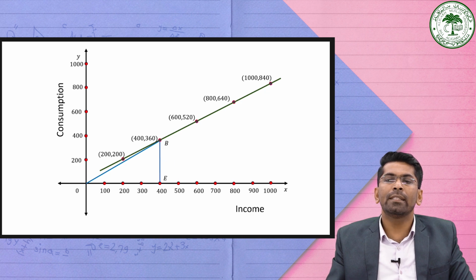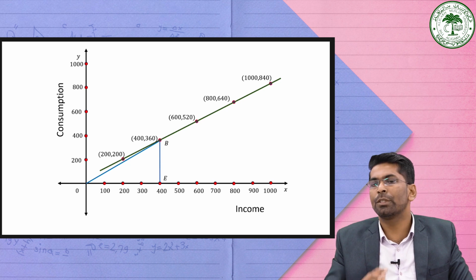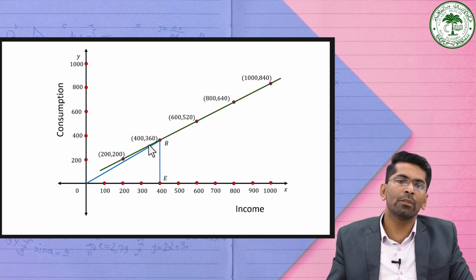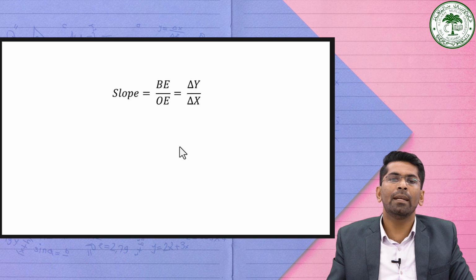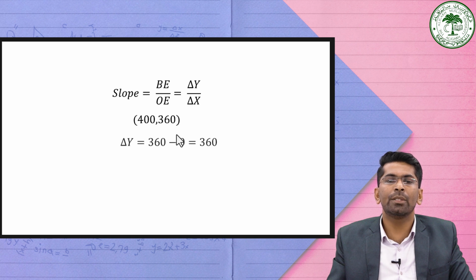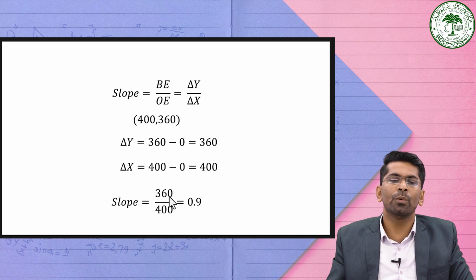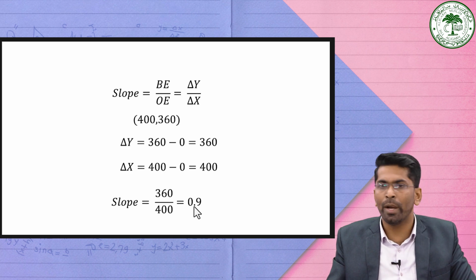So once we get such a right angled triangle, we will go for the conventional methodology for finding the slope, by substituting the values in the equation of the slope at the point B, where the points are 400, 360. So we are considering here the slope delta y by delta x at the point where income level is 400 and consumption is 360. So delta y is 360 minus 0, which is equal to 360, and delta x is equal to 400 minus 0, which is equal to 400. The ratio of these two gives us the slope. So it is 360 divided by 400, which is equal to 0.9.